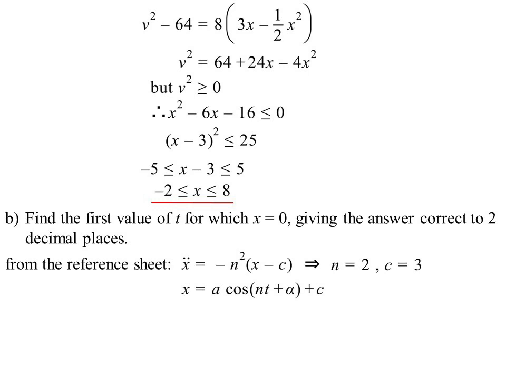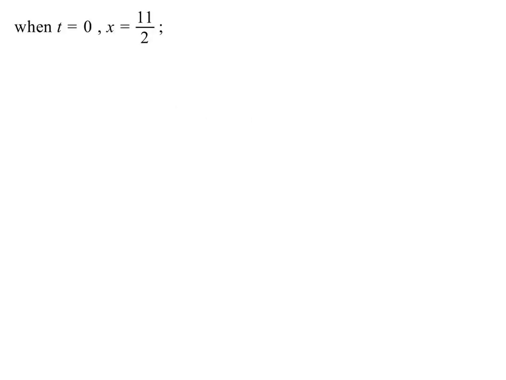Well, from part A, we know the amplitude is 5. We said it was going in between minus 2 and 8. So the amplitude is 5. Overall, it's got a path of 10. So chop that in half, there's my amplitude, 5. I now have my equation. Well, what's alpha? Well, we know that when t equals 0, x is 11 on 2. They told us that. So 11 on 2, I can now work out alpha. Alpha turns out to be pi on 3.